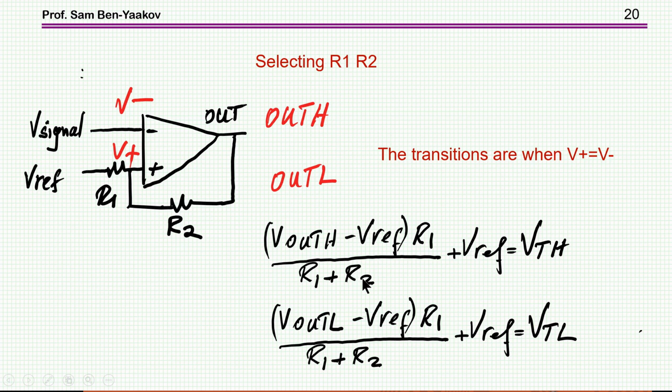And of course, once you decide about these levels and you know what is the V reference, from these two equations, you can extract R1 and R2. So this would be the way to design the circuit.